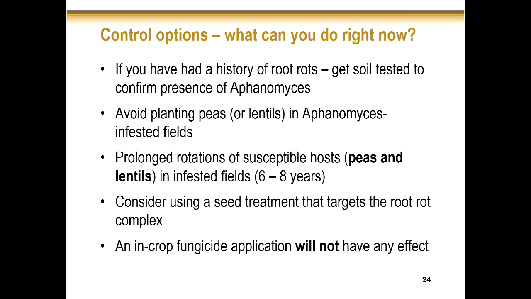You can consider using a seed treatment that targets the root rot complex, and this is particularly more effective against Fusarium species. I think with the early season suppression of Aphanomyces, you'll get good early season control, but that might not translate into long full season control. And I just want to stress that an in-crop fungicide application unfortunately doesn't have any effect on root rot. There are no fungicide chemicals that you can spray on the shoot that move down into the root and that will help control the disease.